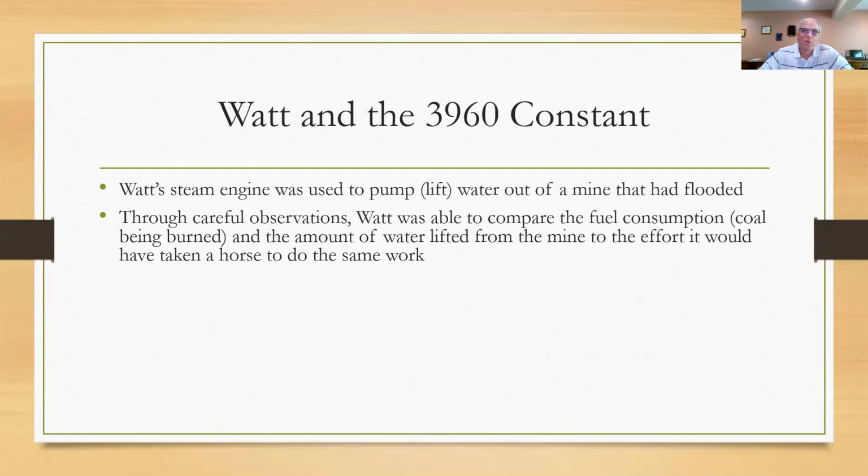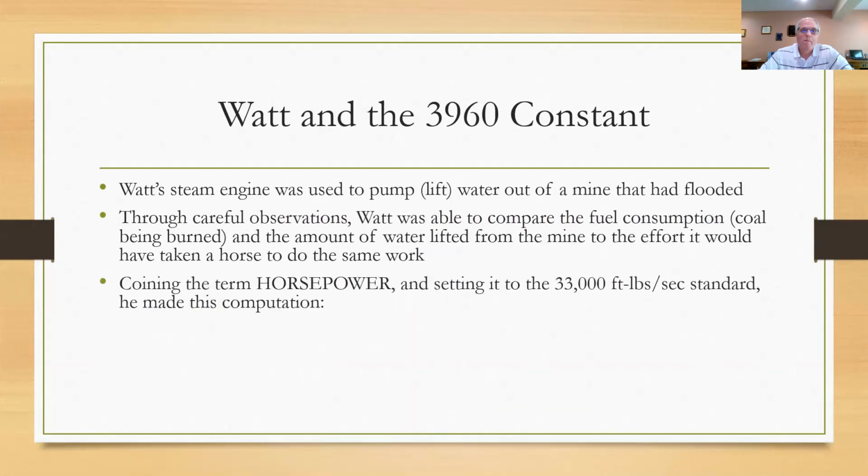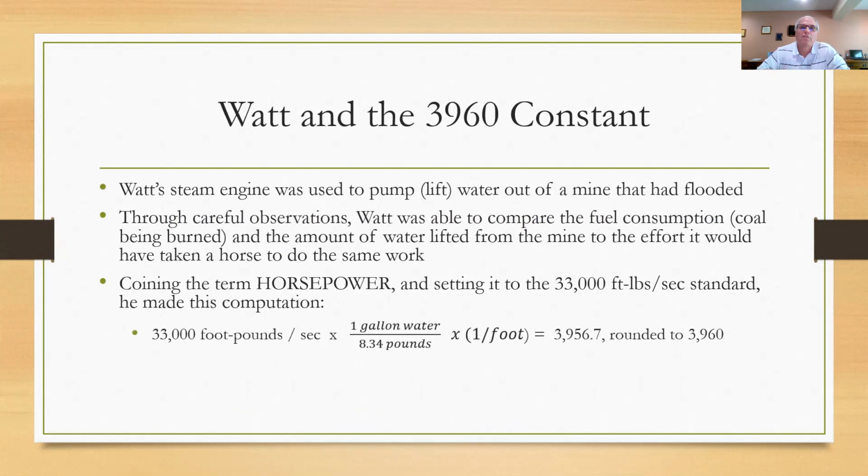We knew that a horse could move 33,000 foot-pounds in a minute. That would be 1 horsepower. He looked at his machine that he made, his steam engine, coined the term horsepower, and he set it to comparing it against that 33,000 foot-pounds per minute standard. And he made this computation here, very simple. He took the 33,000 foot-pounds, divided it by the fact that a gallon of water equals 8.34 pounds, moving it up the distance of 1 foot, that equaled a constant of 3,956.7. He rounded that number up to 3960, and we use it to this day.